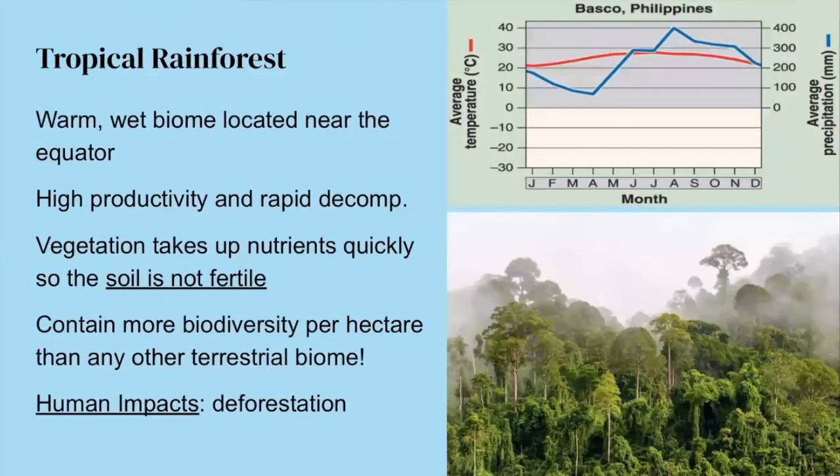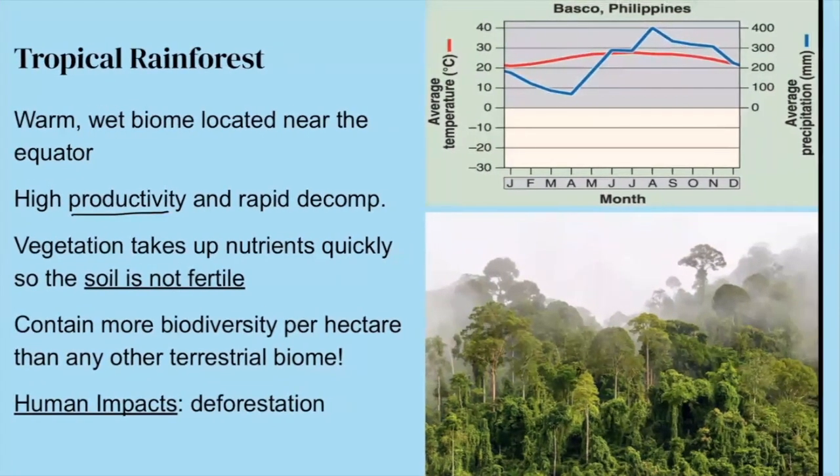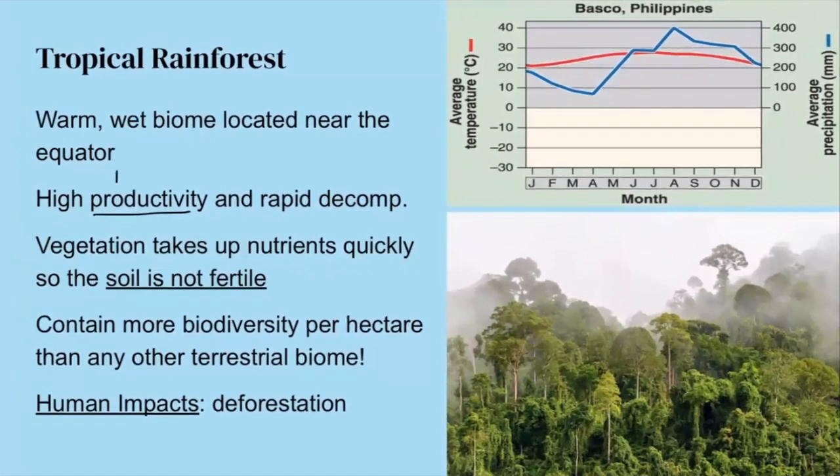This biome is probably one you're pretty familiar with. This is the tropical rainforest. This is a really warm, wet biome, and it's primarily located around the equator. What we see in this biome is really high productivity. So that means, let me zoom in. This means lots of plants doing lots of photosynthesis.